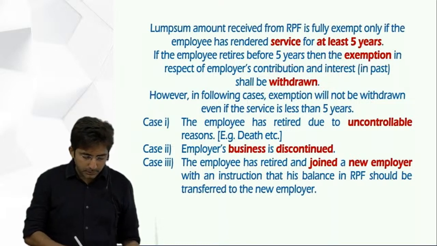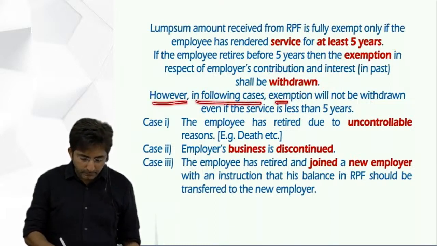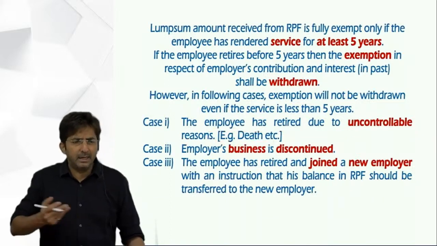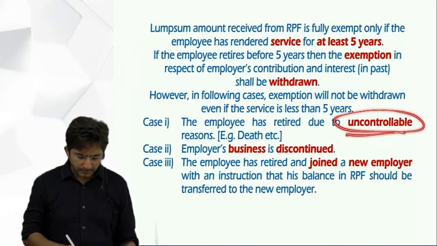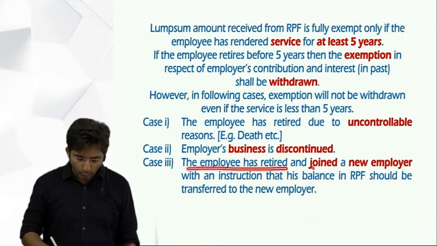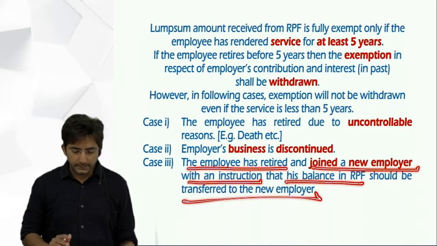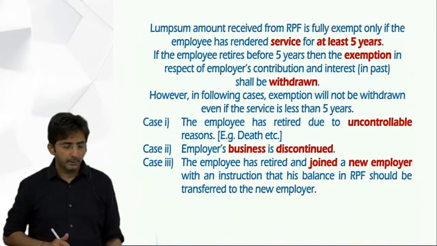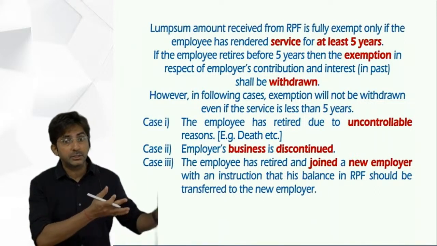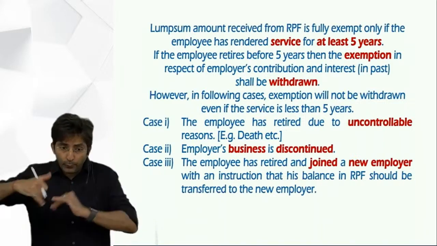Then, exception. However, in the following cases, exemption will not be withdrawn, even if the service is less than 5 years. Case 1, employee has retired due to uncontrollable reasons. Example, death, ill health, whatever. Uncontrollable reason. Then, employer's business is discontinued. Then, employee has retired and joined a new employer with an instruction that the balance in RPF should be transferred to the new employer. So in this case also exemption will not be withdrawn. But other than these three cases, if you have left the job before 5 years, your exemption will be withdrawn. Okay.